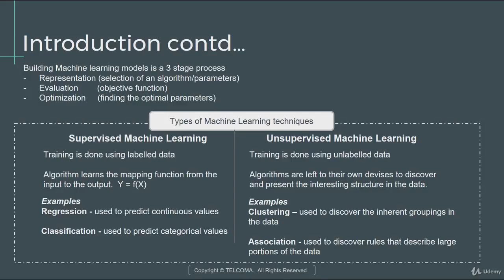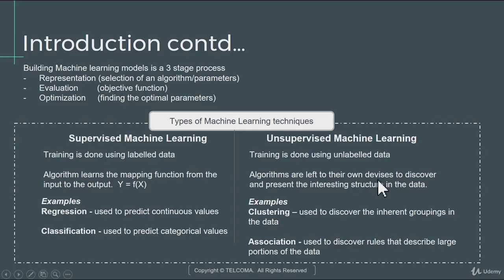Now, what are the different use cases that we would solve in this scenario? One example would be clustering. Clustering is basically used to discover inherent groupings in the data. Now, unsupervised learning algorithms are left to their own devices to discover patterns present in the structure of the data.